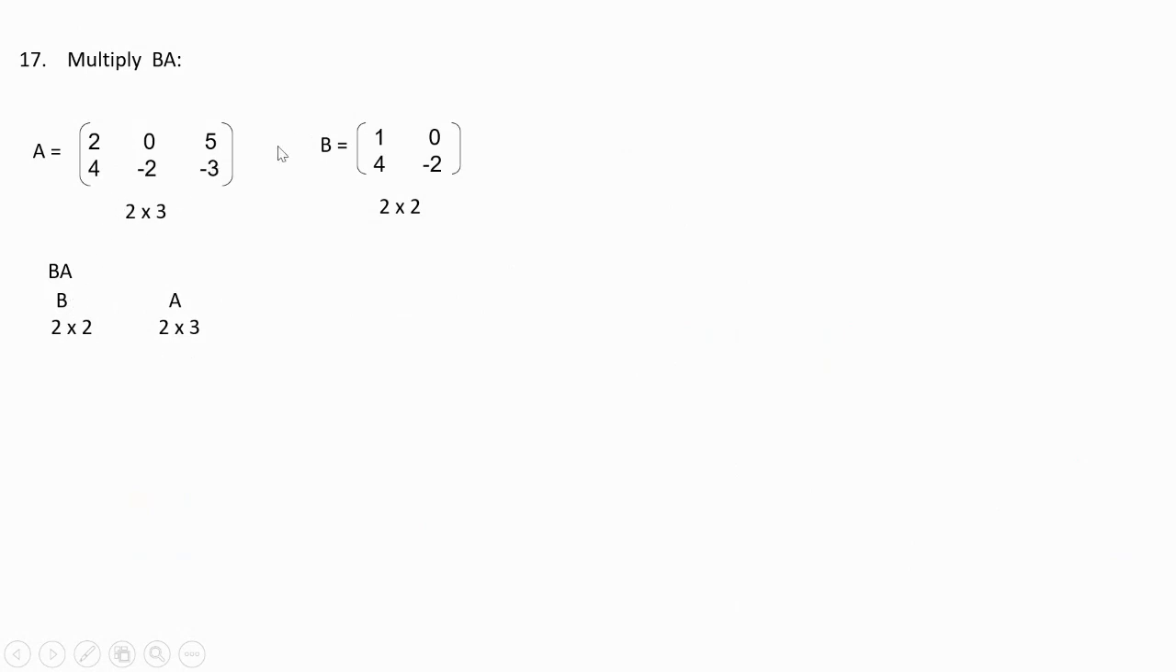Now for multiplication. Okay, for multiplication, there's certain rules that you have to know. For example, if I want to multiply a times b, the inner numbers must be the same. So a times b cannot be done.